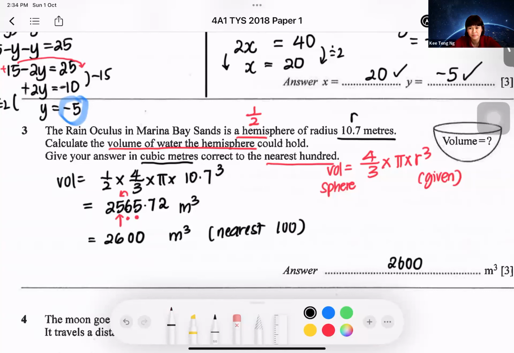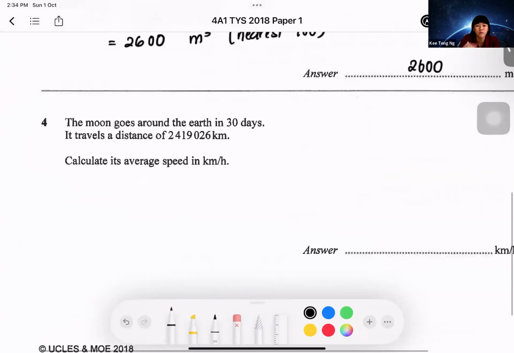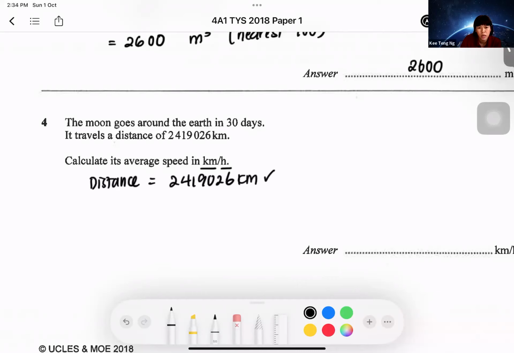Next question. The moon goes around the earth in 30 days. It travels a distance of this. Find the average speed in kilometers per hour. So they want the distance, kilometer per hour. The distance is already in kilometers, 2419026 kilometer. No problem, don't need to change. But average speed is total distance divided by total time, right? The time needs to be given in hours.